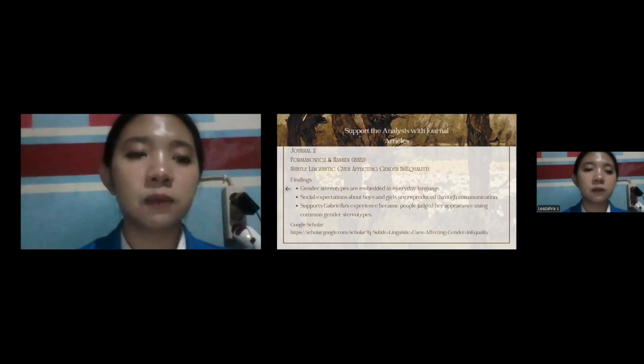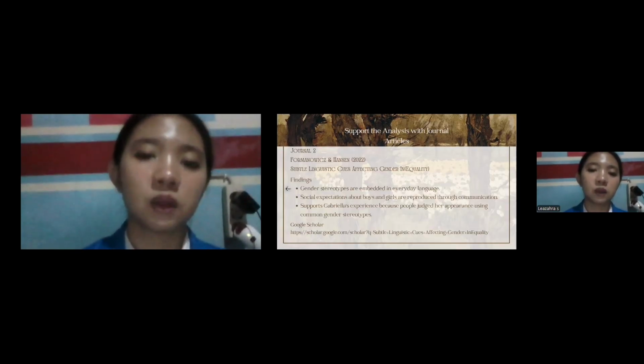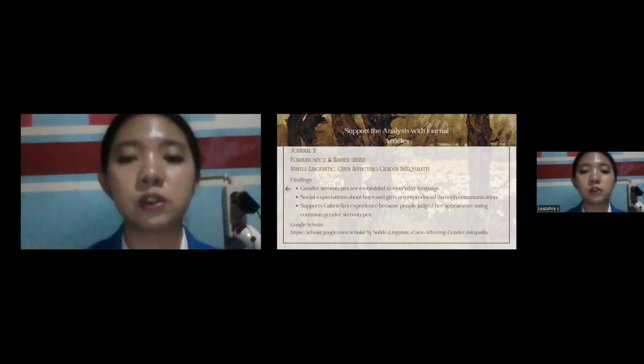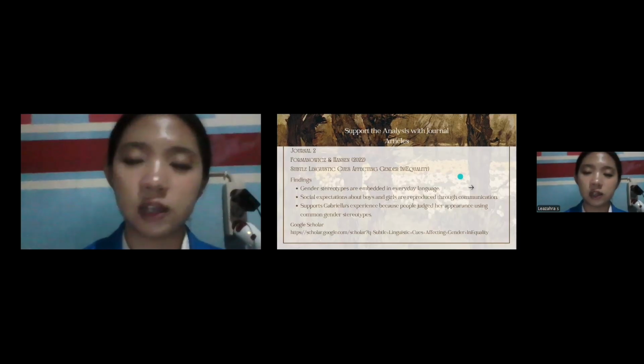Journal 2, with the title "Subtle Linguistic Cues Affecting Gender Inequality." With findings: gender stereotypes are embedded in everyday language. Social expectations about boys and girls are reproduced through communication. It supports Gabriella's experience because people judge her appearance using common gender stereotypes.